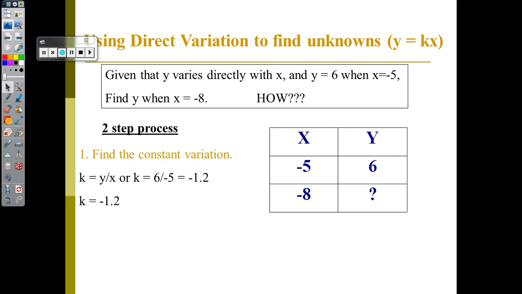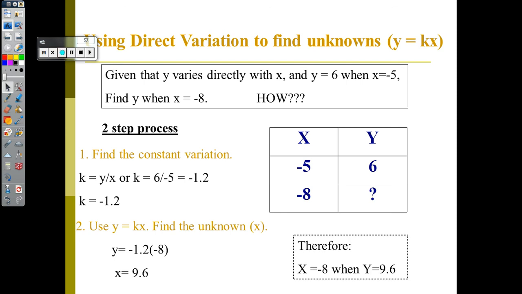Your constant of variation is negative 1.2, and therefore your unknown is 9.6. Again, if you didn't get that right, go back, rewind the video, and watch again and see if you can understand how we got that.